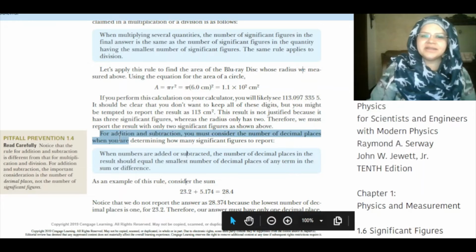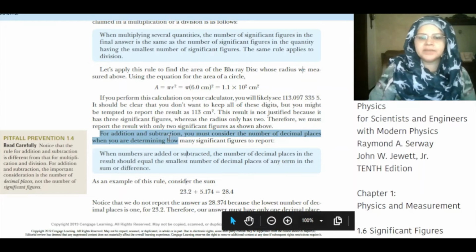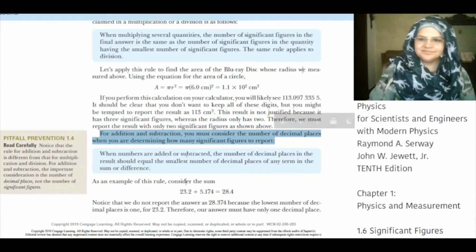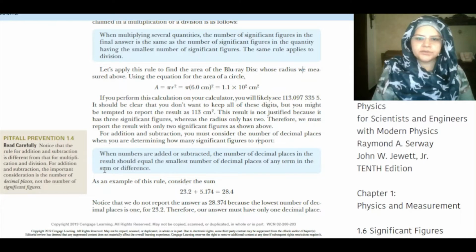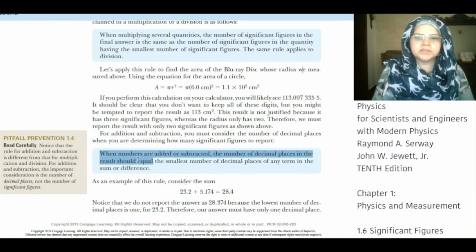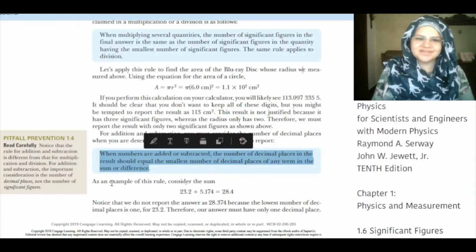For addition and subtraction, you must consider the number of decimal places when you are determining how many significant figures to report. When numbers are added or subtracted, the number of decimal places in the result should equal the smallest number of decimal places of any term in the sum or difference.